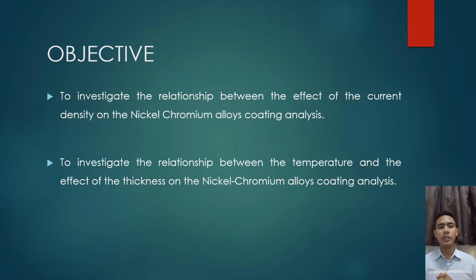Okay, for the objective, there are two objectives that have been highlighted for this project, which is to investigate the relationship between the effect of current density on the nickel chromium alloy coating analysis, and also to investigate the relationship between the temperature and also the effect of thickness on the nickel chromium alloy coating analysis.